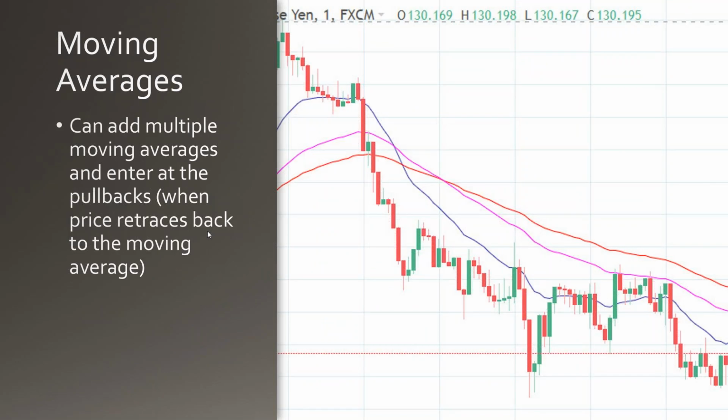Now, you can also add multiple moving averages to identify entry points. So, for example, here you have three moving averages, and you could say, okay, anytime price pulls back to the moving average and the candlestick closes in my direction, I would have an entry. Just an example of how you could actually combine the moving averages to identify an entry.